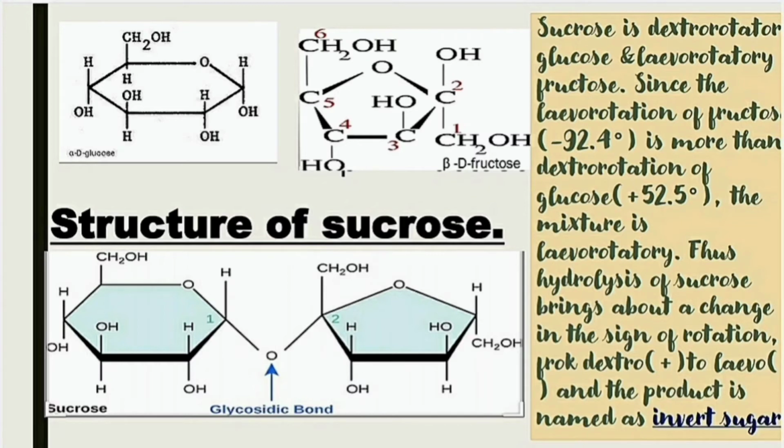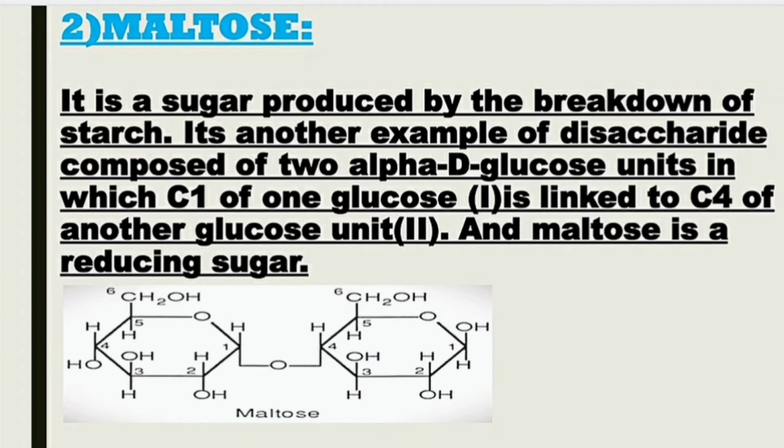So what is the difference between sucrose and invert sugar? Sucrose is a disaccharide, meaning that it is made up of two different individual sugar molecules attached together, in this case glucose and fructose. Whereas invert sugar is made by breaking the bonds between the glucose and fructose, resulting in a solution of half free glucose and half free fructose. So this is all about sucrose, and the next one is maltose.